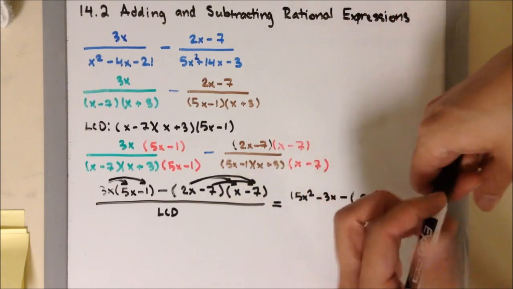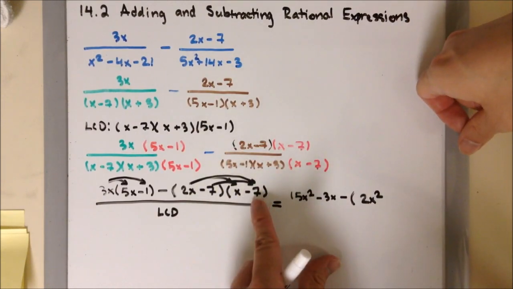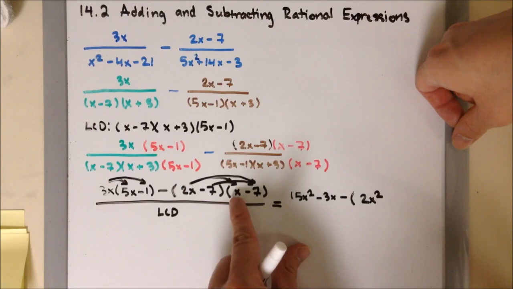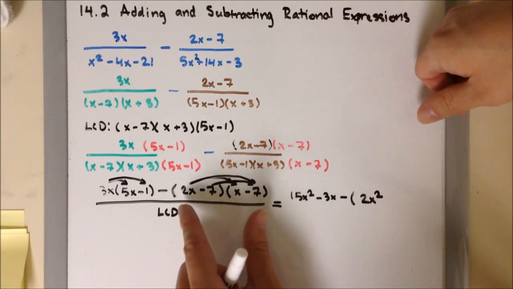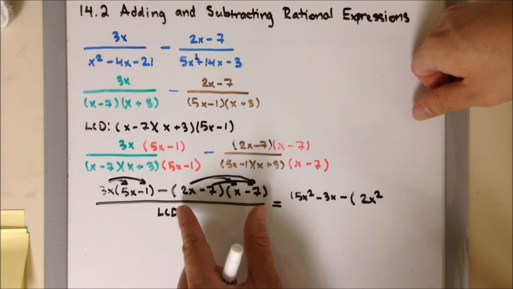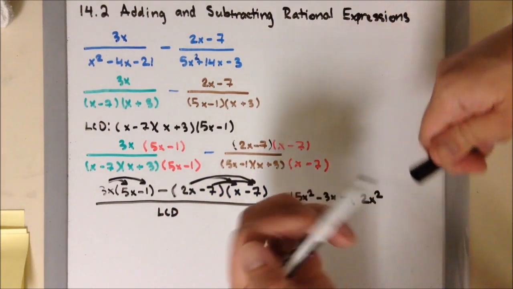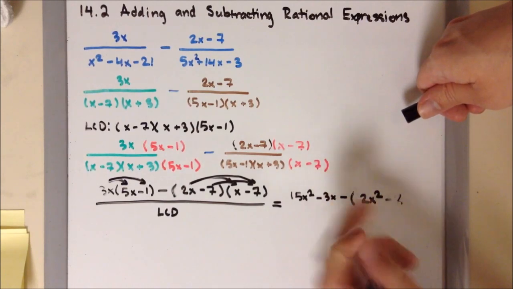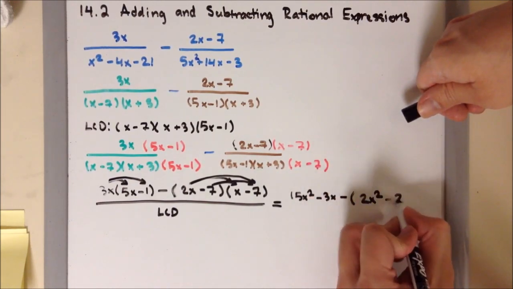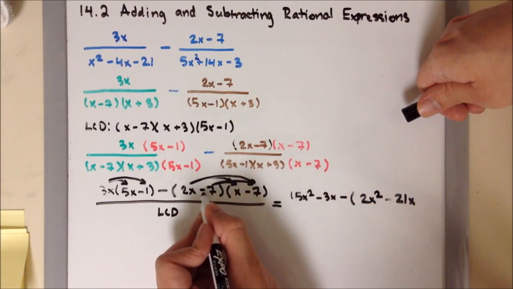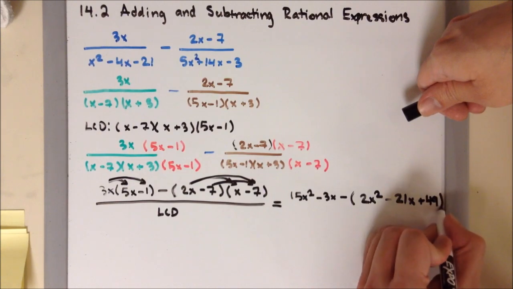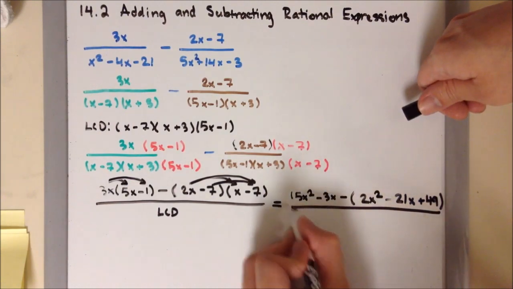Now when I'm multiplying the 2x to the minus 7, I'm going to get minus 14x, and then I'm going to combine with the minus 7 times x, which will be minus 7x. So I'm going to have negative 14x minus 7x. I'm going to have minus 21x. And then the last one, minus 7 times minus 7 will be plus 49. And then close parenthesis over my LCD.